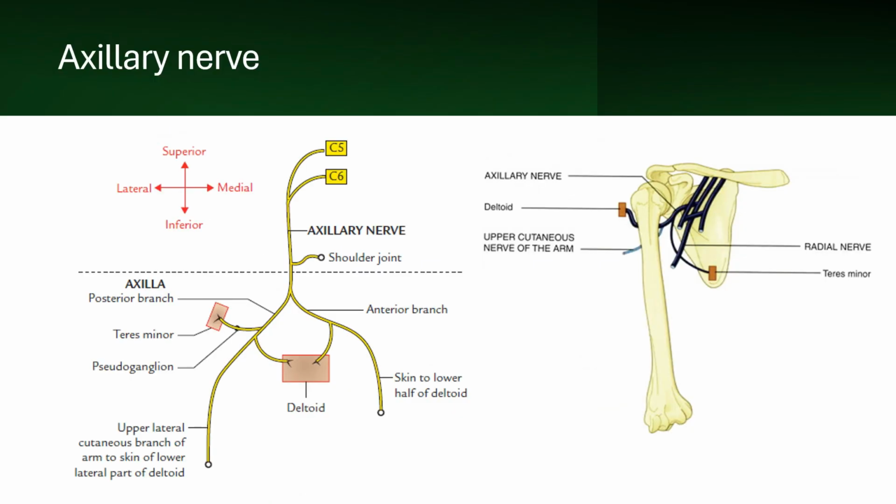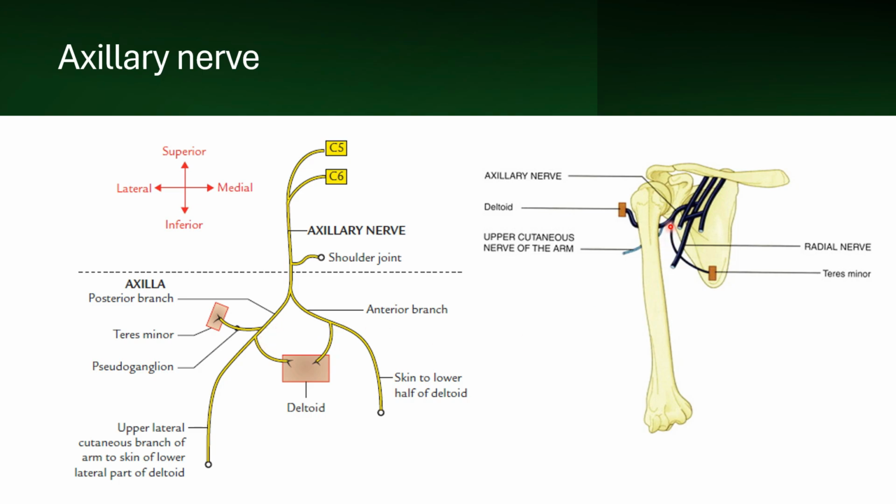So to summarize the axillary nerve, first the root value. So the root value is C5, C6, and the origin is from the posterior cord of the brachial plexus. Termination is deep to the deltoid muscle, where it divides into anterior branch and a posterior branch.